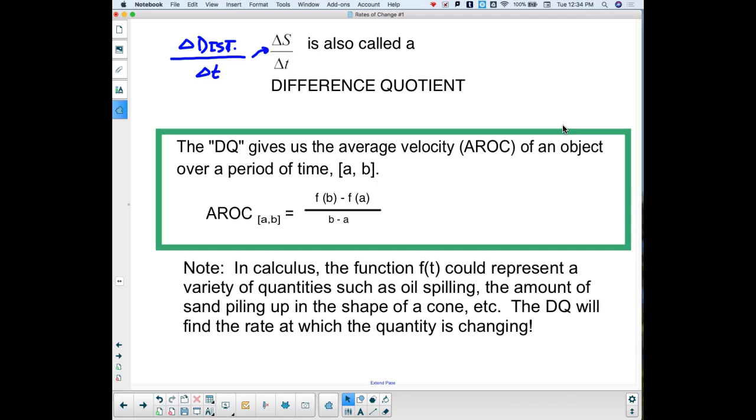Rates of change, remember, distance divided by time. That's our rate.